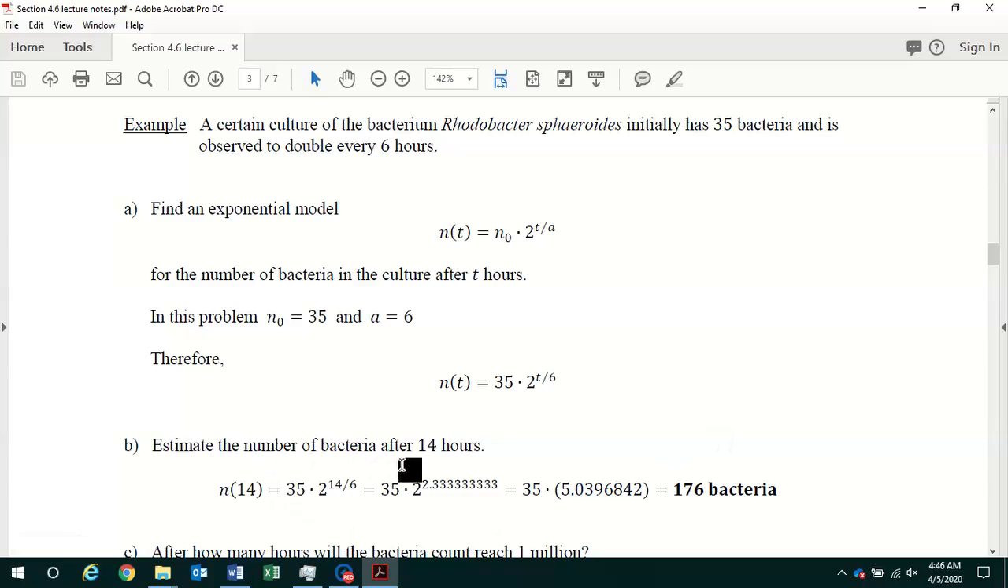So in part B, you're asked to estimate the number of bacteria after 14 hours. Well, to do that, we just put in 14 for t, and we have n of 14 is equal to 35 times 2 to the 14 over 6 power. 14 divided by 6 is equal to 2.333333. And now you've got to follow order of operations. Got to do exponentiation before multiplication. 2 to the 2.333333 is equal to this number in parentheses, and then you multiply that by 35, and when you round to the nearest whole number, you get there are 176 bacteria after 14 hours.